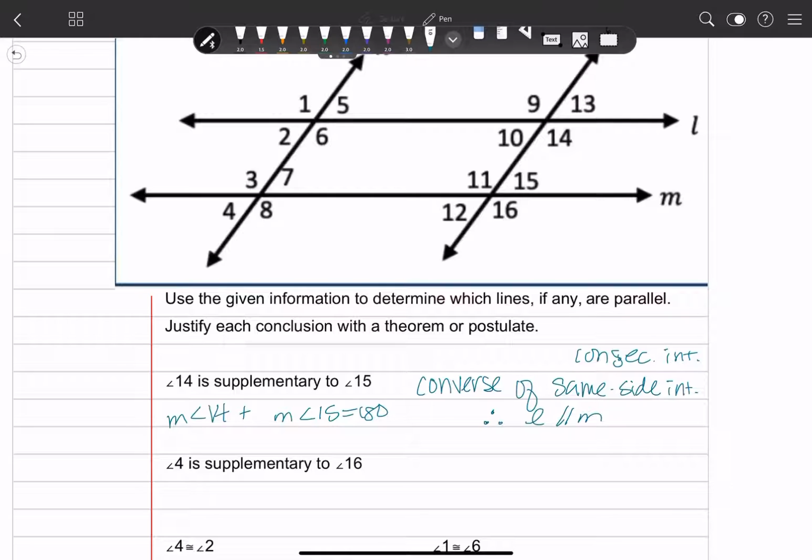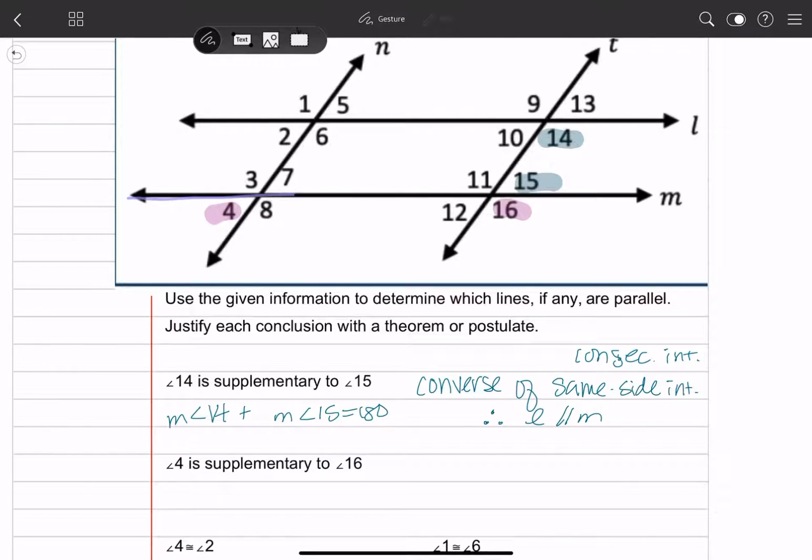All right, now let's look at another pair right here. And I'll go ahead and highlight this so you know which color we were on. Let's switch to a purple. All right, angle 4 is supplementary to angle 16. Well, if you turn your graph around, you'll notice that our transversal in this case is actually line M, and these are our two lines.